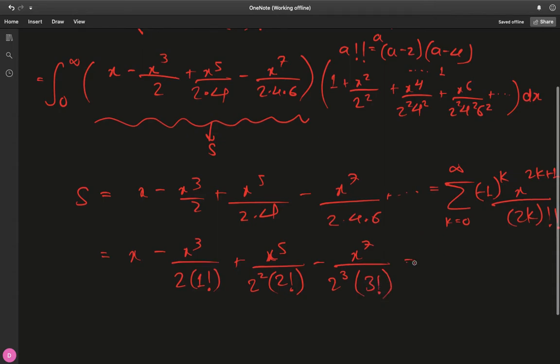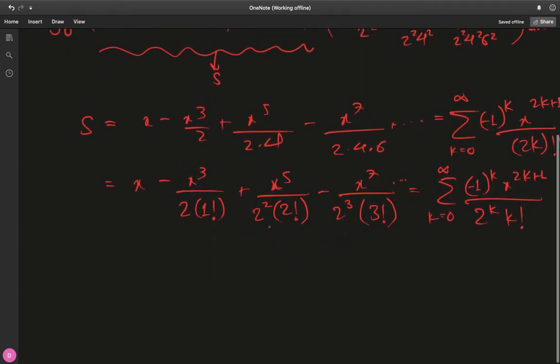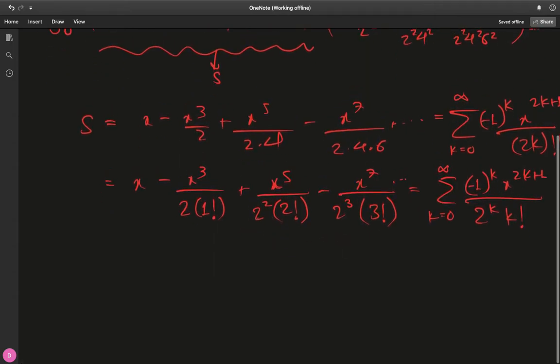So now our generalization becomes the sum from k equals 0 to infinity of (-1)^k times x^(2k+1) divided by 2^k times k factorial. So this significantly reduced the difficulty of this series S.